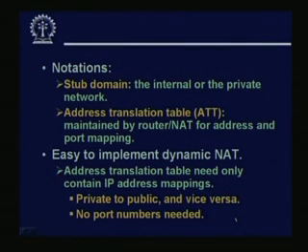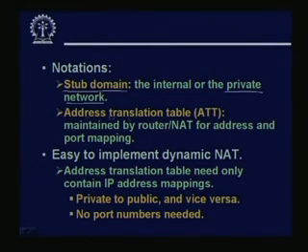established. Now, some notations. We define something called stub domain. Stub domain means the private network. So, the domain which is behind the NAT, which is part of the private organizational network, that is your stub domain. And for NAT, for this address translation, we must maintain a table which is called address translation table, or in short ATT. This ATT will have to be maintained by the router or the network address translator while it is carrying out the address mapping and also the port mapping.